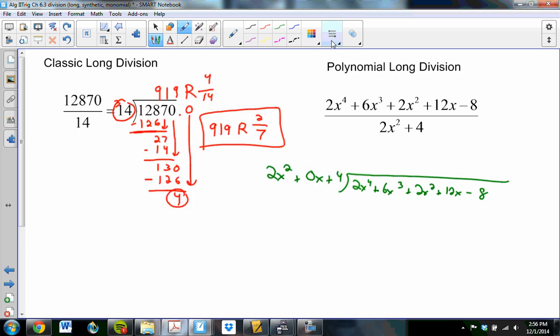Just like before, over here, I saw how many times 14 went into 128. Here, I only check the first term.